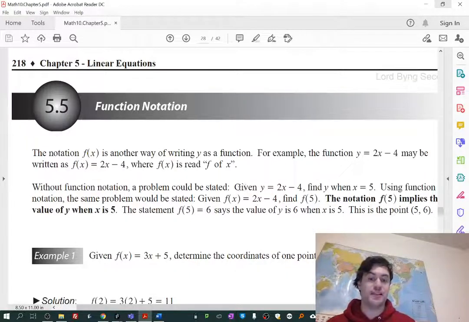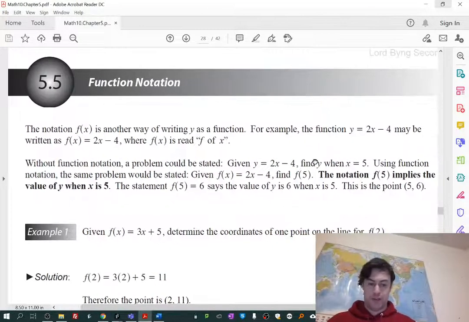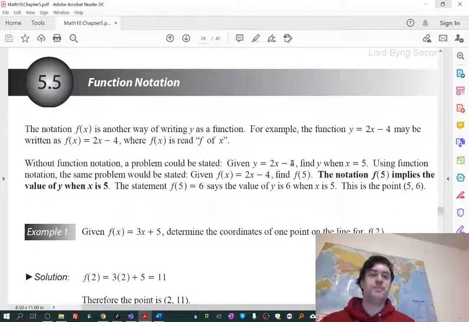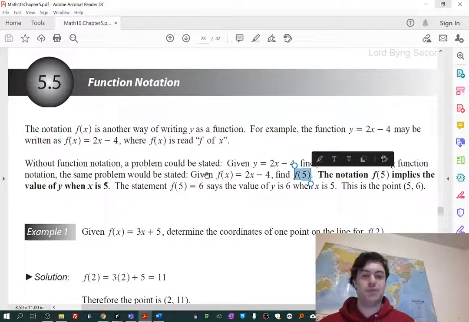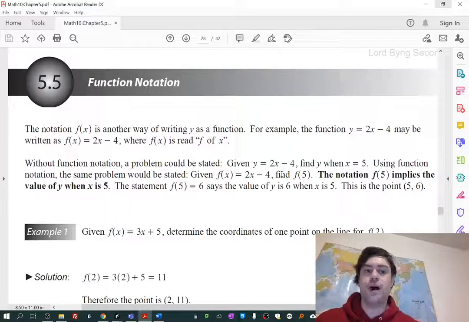For example, here's a classic type of question. In the old way, we would have written it like this. Given y equals 2x minus 4, find y when x equals 5. That's a nice question. But we have a new way of saying that, and that is f of 5. We can give the function f of x equals 2x minus 4, and then say find f of 5. That's saying find the y value when x is 5. That's just what that means now. It's a faster way of writing that.